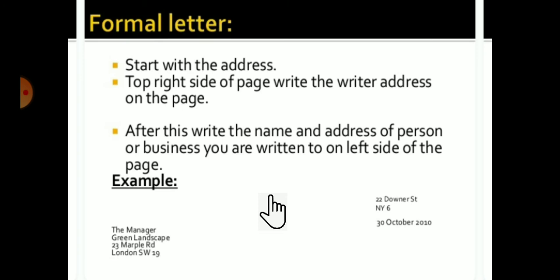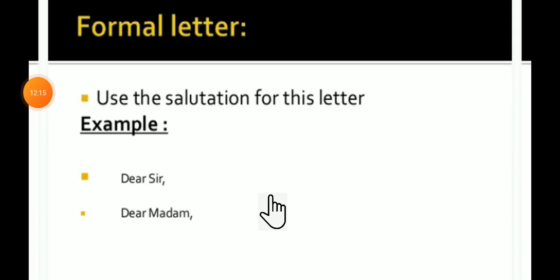So what is the format of formal letter and what is the format of informal letter? Alright, so let's begin with another slide. So student, after writing sender's address, date, receiver's address, then you have to write here the subject. Then the subject comes, stating for what purpose you are writing the letter.